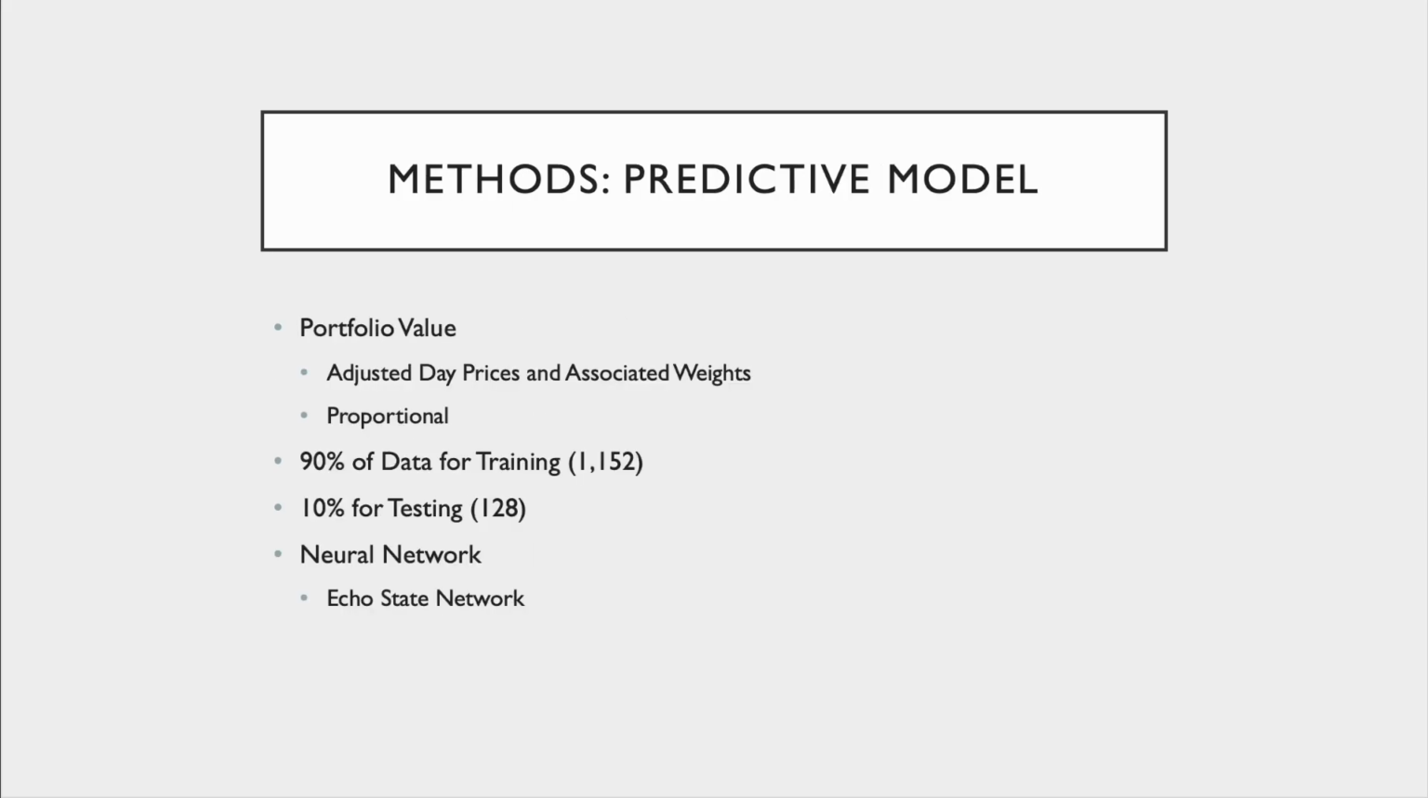For a predictive model, we had to create a portfolio value that made it seem as if it were an equity. To do this, we took time series of data of adjusted prices for each stock and multiplied them by associated weights.